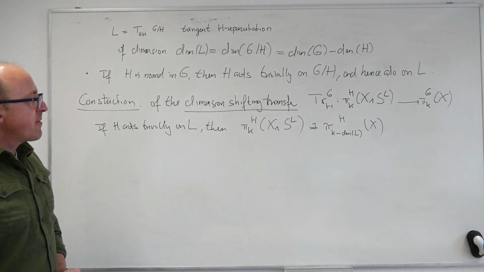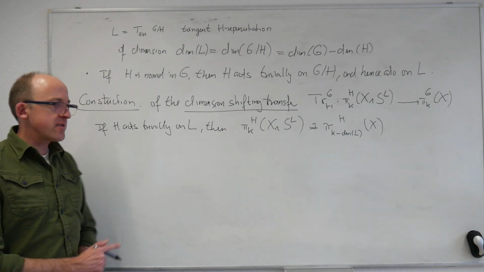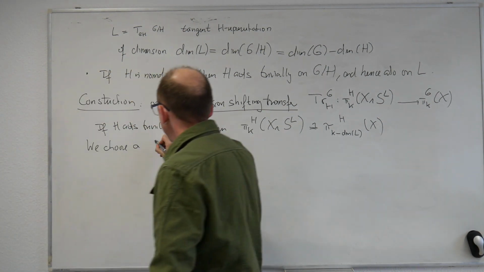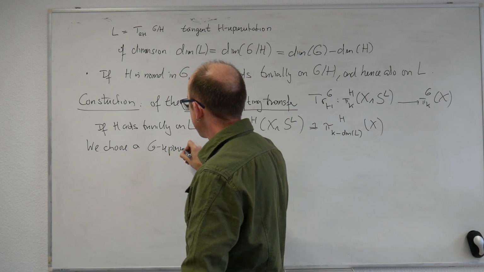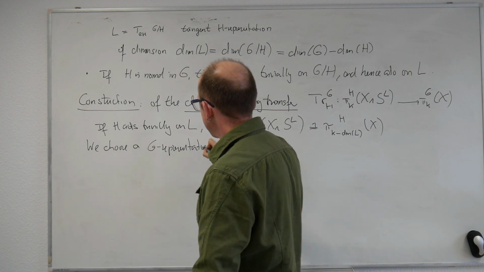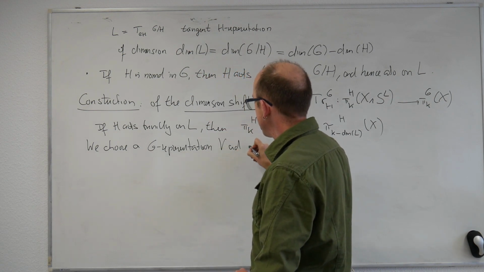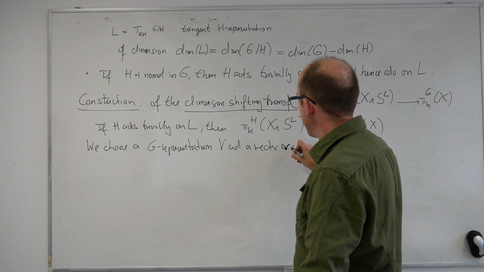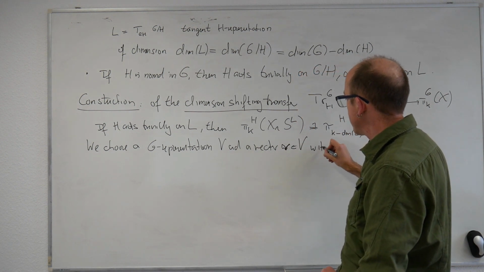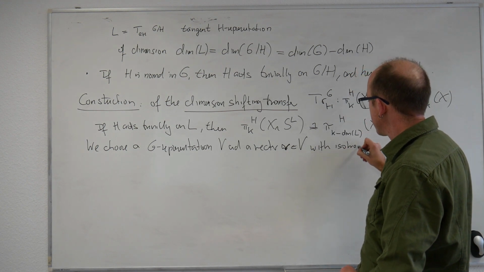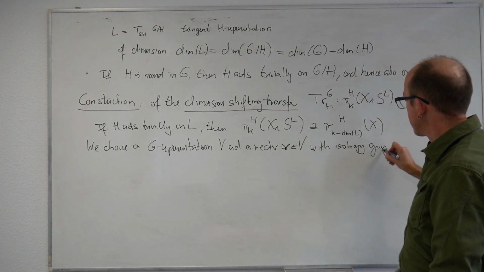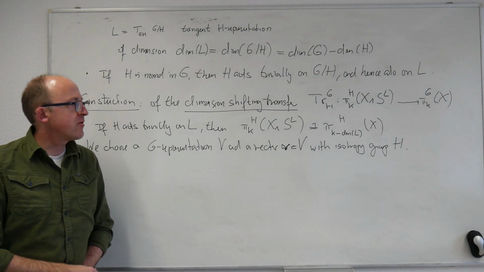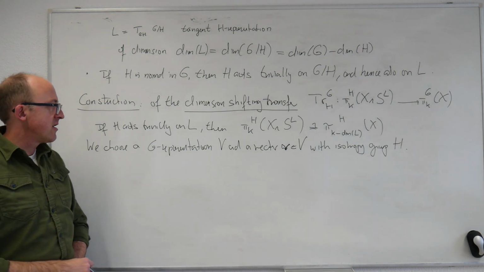So the construction of this dimension shifting transfer depends on a choice. So we have to choose a G representation V and a vector little v in V with isotropy group H. So this vector is fixed by H, and no group element outside of H fixes this vector.